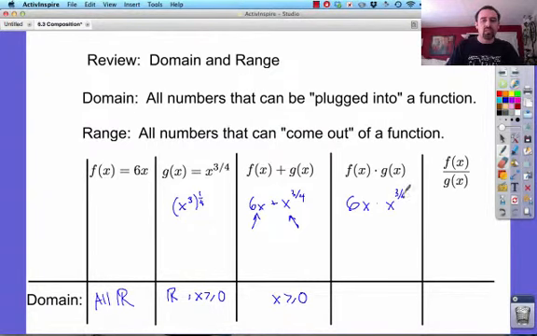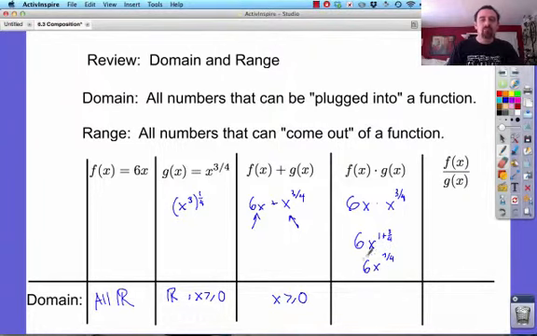Well, now what happens when I multiply two things? Well, I have x to the first times x to the 3/4. Well, then I add the exponents. This becomes 6 times x to the 1 plus 3/4. This is 4/4. So I get 6x to the 7 over 4.